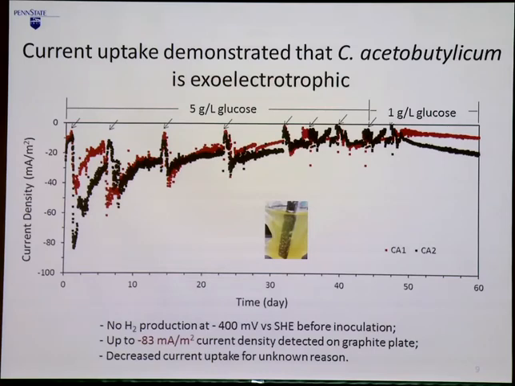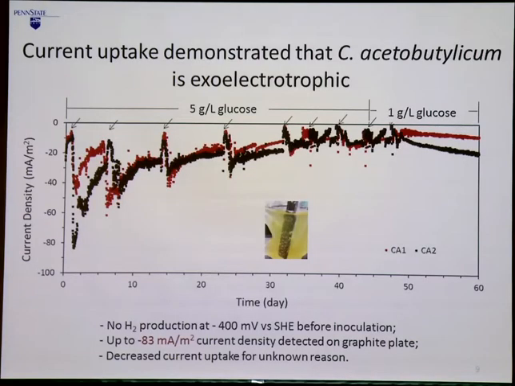And over around 2 months of running the reactors, we found several batches of current uptake in the reactors. Before we inoculated the reactors, we didn't find any hydrogen production at this cathode potential for 1 day. We achieved up to 83 milliamps per square meter current density on the graphite plate cathode. However, we also found a decreasing trend of the current uptake through each batch, although we had fed them with a fixed glucose concentration for 1.5 months.